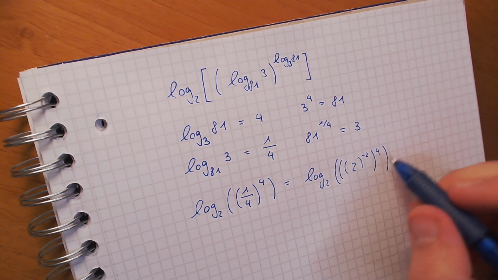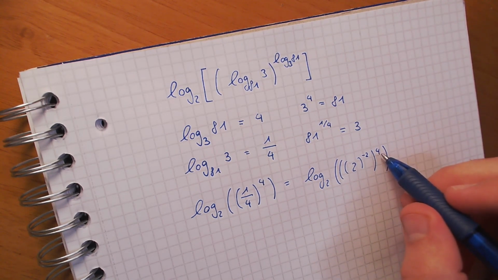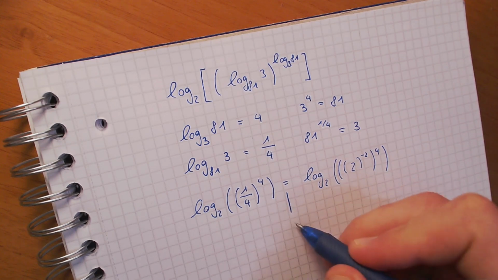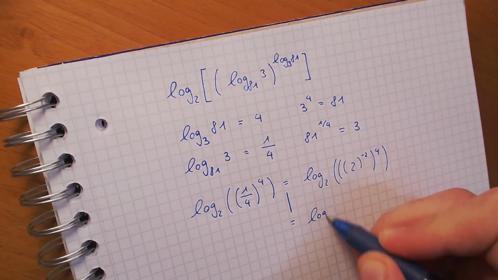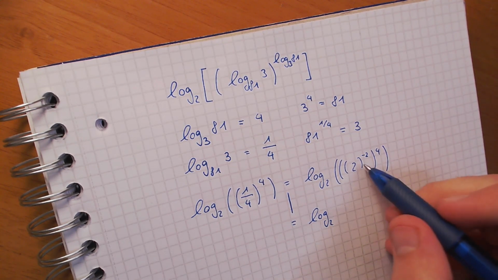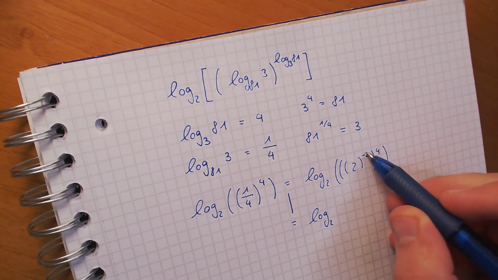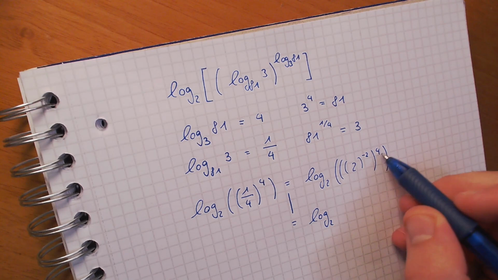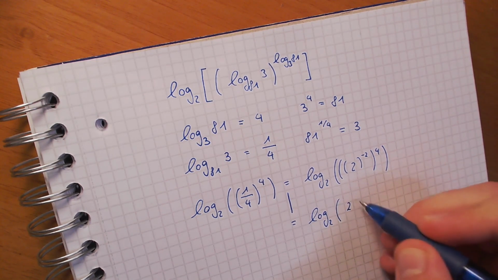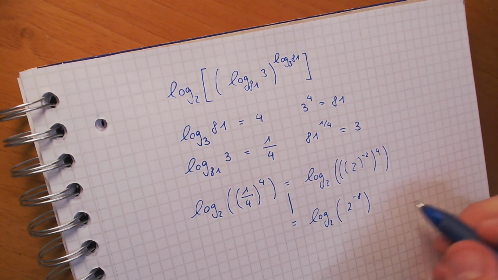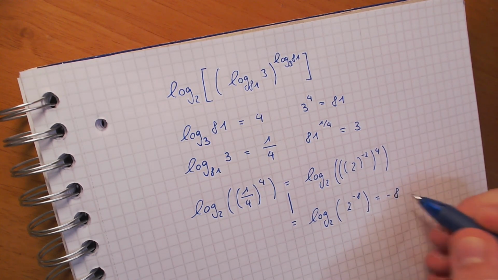So that means that here we can resort to the rules of exponentials, and because of this we get 2 raised to the power of -8, because here we have to multiply -2 and 4, so we get 2 raised to the power of -8. So the final result is -8.